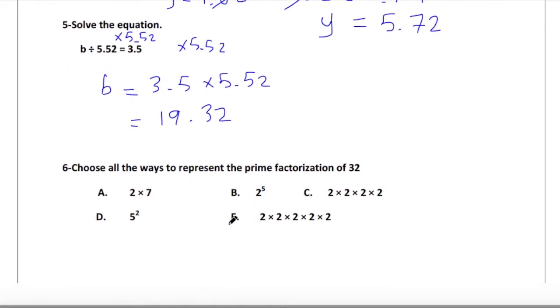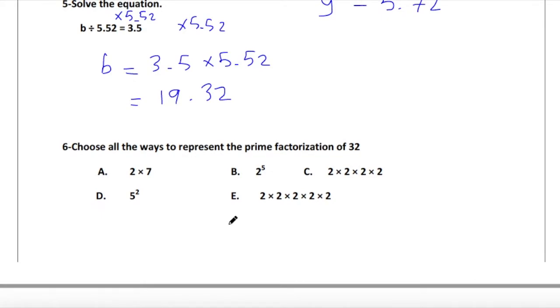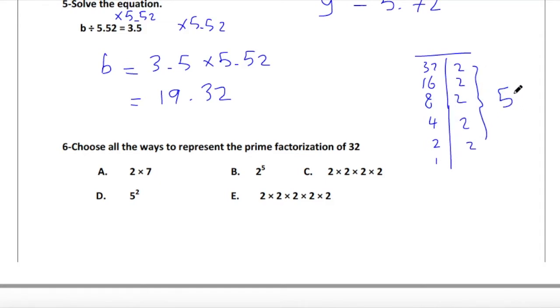Next one, choose all the ways to represent the prime factorization of 32. As we know, 32 can be factorized as 32 divided by 2, 16 divided by 2, 8 divided by 2, 4 divided by 2, 2 divided by 2, 1. So now we have 5 2's, which is 2 to the power 5. So we can choose 2 to the power 5 or 2 multiplied by itself 5 times.